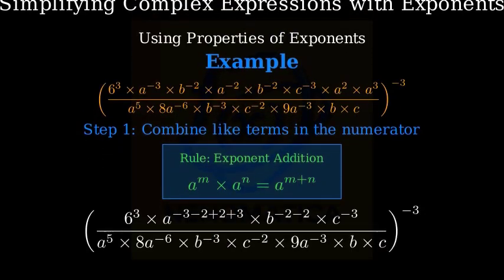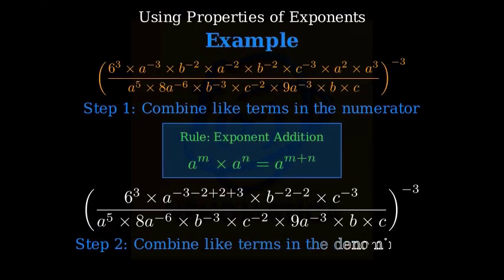We have 6 cubed as the first term. Then for the a terms we have a to the negative 3, a to the negative 2, a squared, and a cubed. When we combine these, we get a to the power of negative 3 plus negative 2 plus 2 plus 3, which equals a to the power of 0. Similarly, for the b terms, we have b to the power of negative 2 plus negative 2, which is b to the negative 4th power. Finally, we have c to the negative 3rd power.